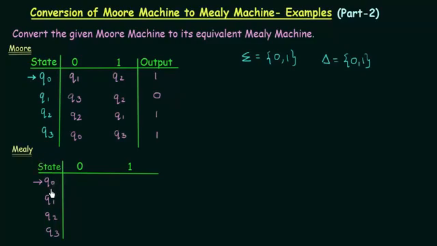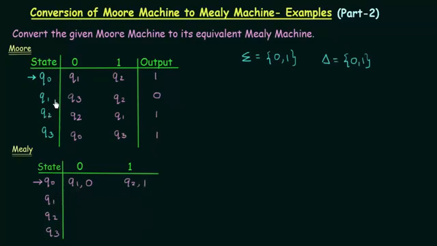So let's see for state Q0. Q0 on input 0, where does it go? It goes to Q1. And what is the output associated to Q1? Output associated to Q1 is 0. So I'll give a 0 here as the output. And Q0 on input 1, where does it go? It goes to Q2. And what is the output associated to Q2? It is 1. So I give a 1 as the output here.